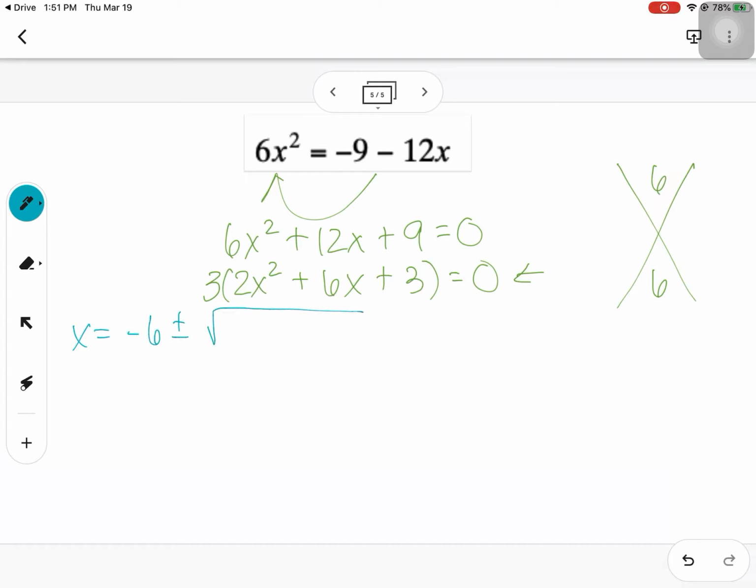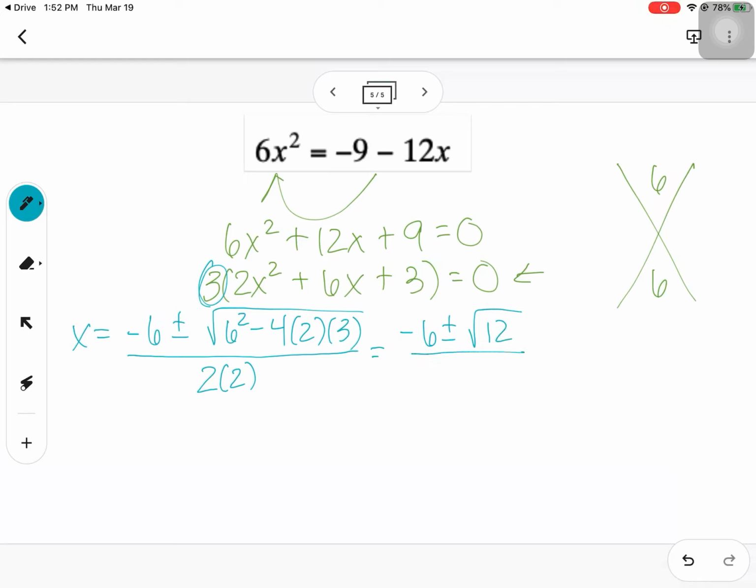So I'm going to start plugging everything in. Let's see, 6 squared minus 4 times 2 times 3, all over 2 times 2. Again, I'm really just ignoring this 3. Doing the number in the radical, I get negative 6 plus or minus the square root of 12 all over 4.